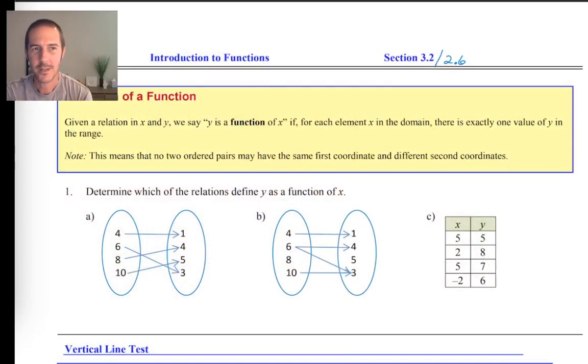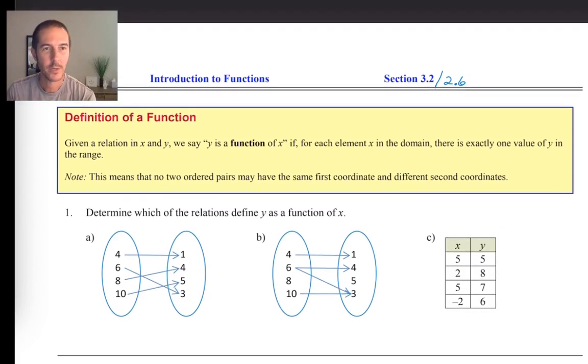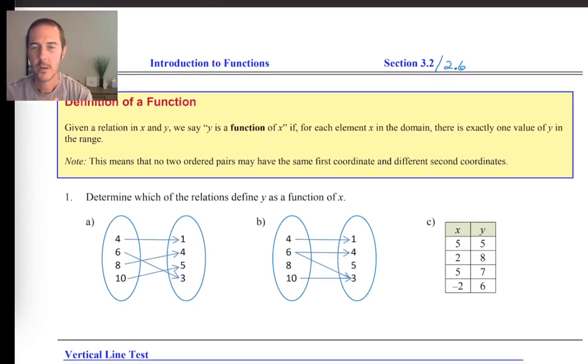So, the definition of a function. A function is a very specific type of relation, actually. So we say that y is a function of x. It says in this first yellow box, if for each element x in the domain there is exactly one value of y in the range. And that sounds good, but let's see some visual representations of that.